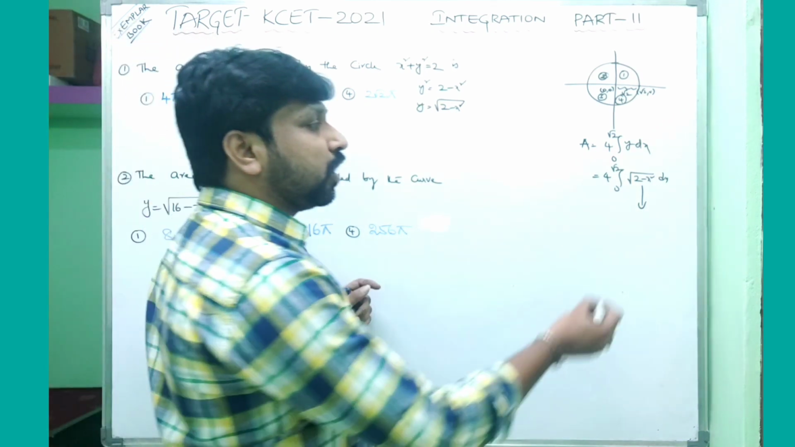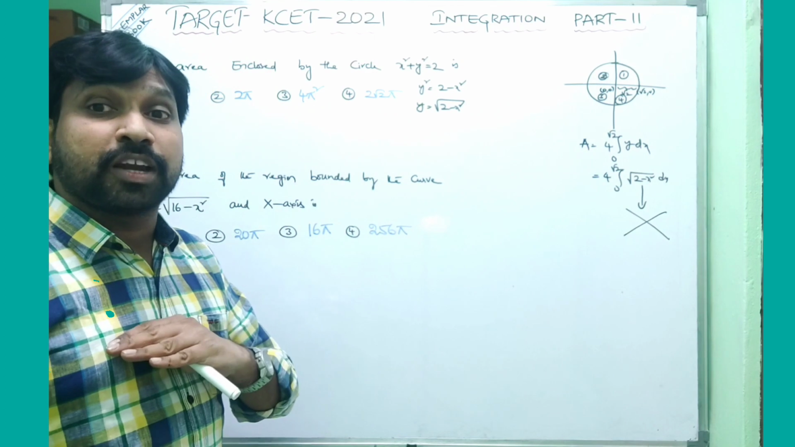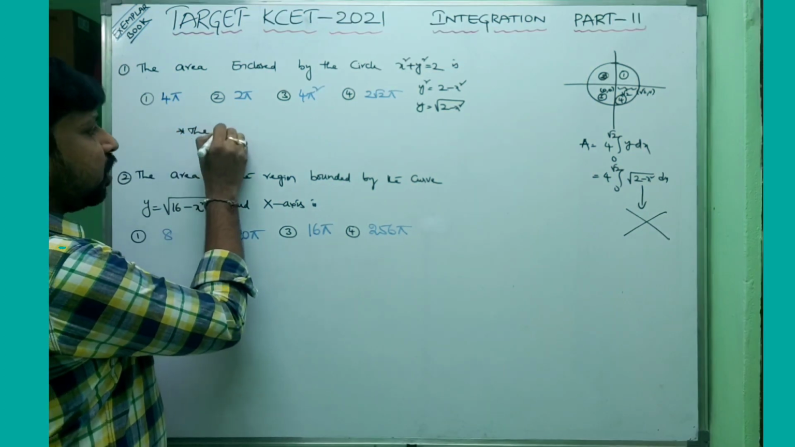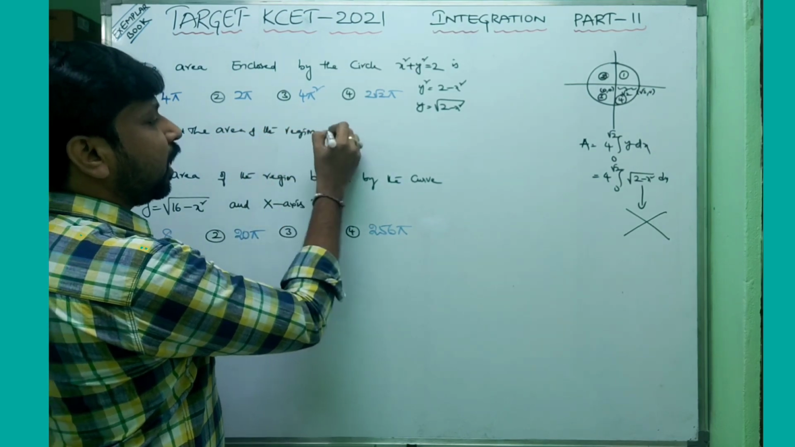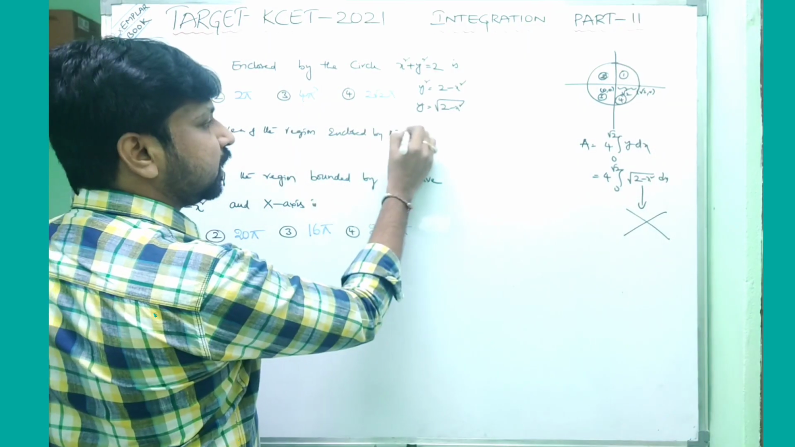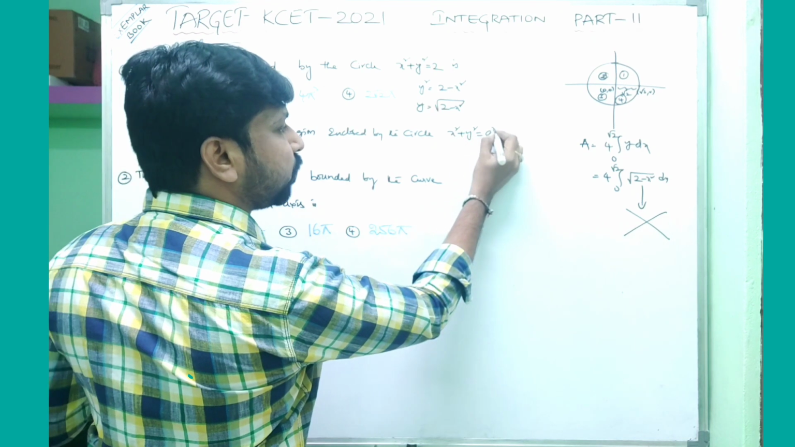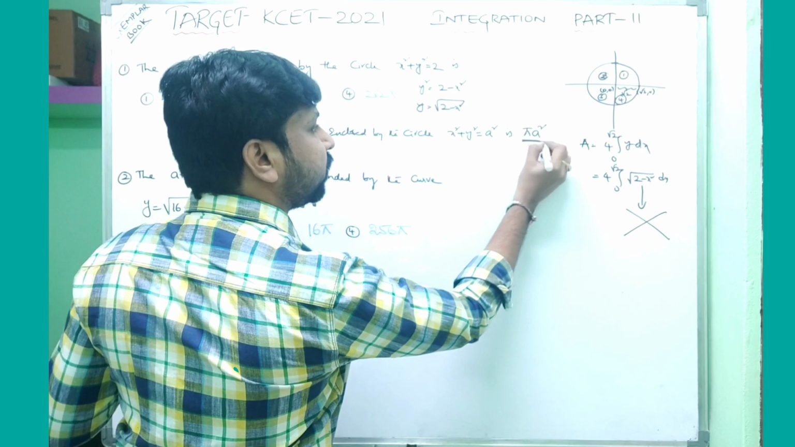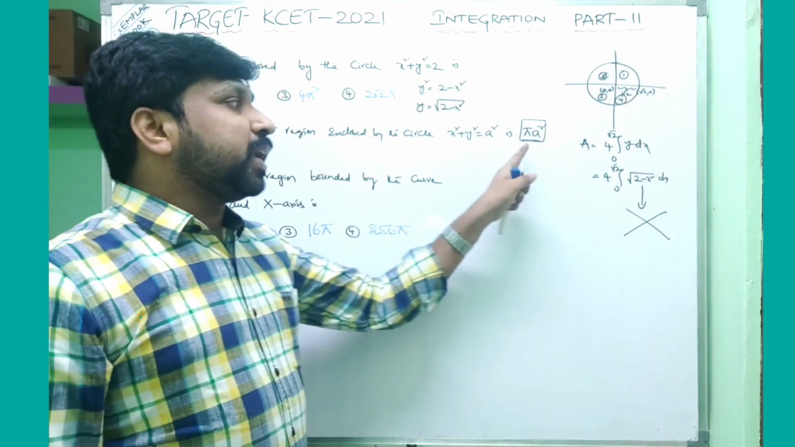But in objective, we are not supposed to do it by using this method. We are going to do it by using the direct shortcut formula. The shortcut formula is: the area of the region enclosed by the circle x square plus y square is equal to a square is pi a square. This is the formula, friends. X square plus y square equal to a square, area is pi a square.